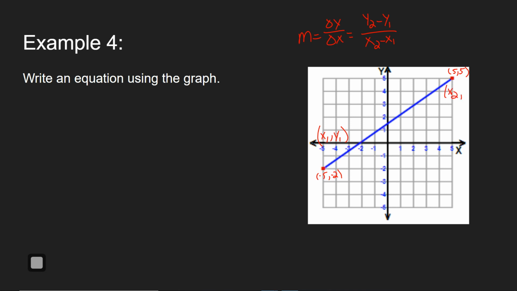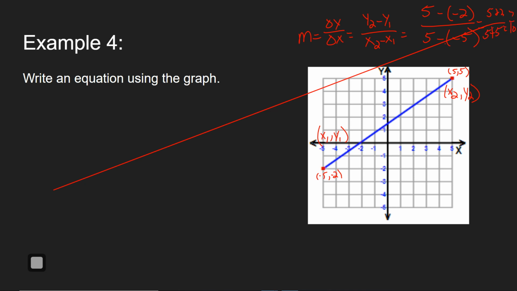This is going to be 5 minus negative 2 all over 5 minus negative 5. Anytime we have a negative minus negative, it becomes positive. 5 plus 2. 5 minus negative 5 is 5 plus 5. This is 7 over 10.